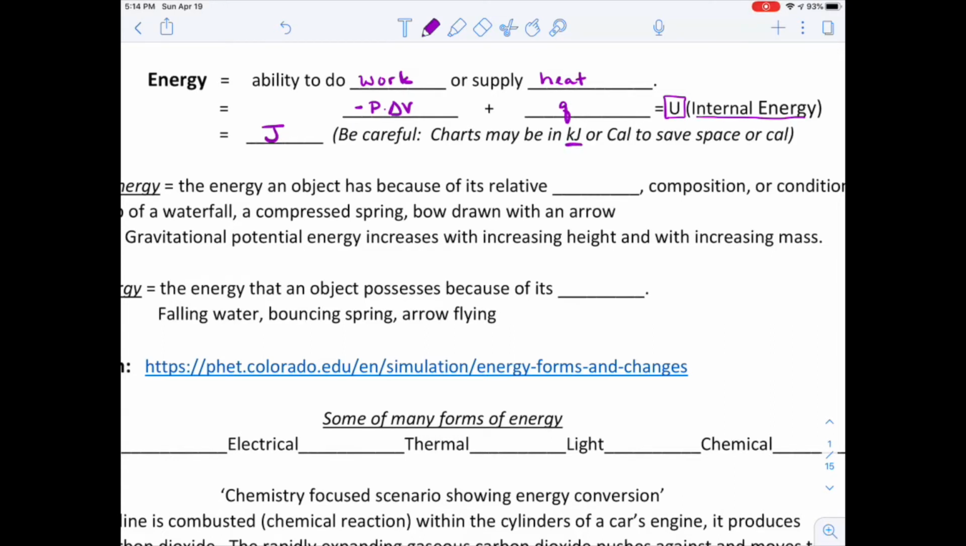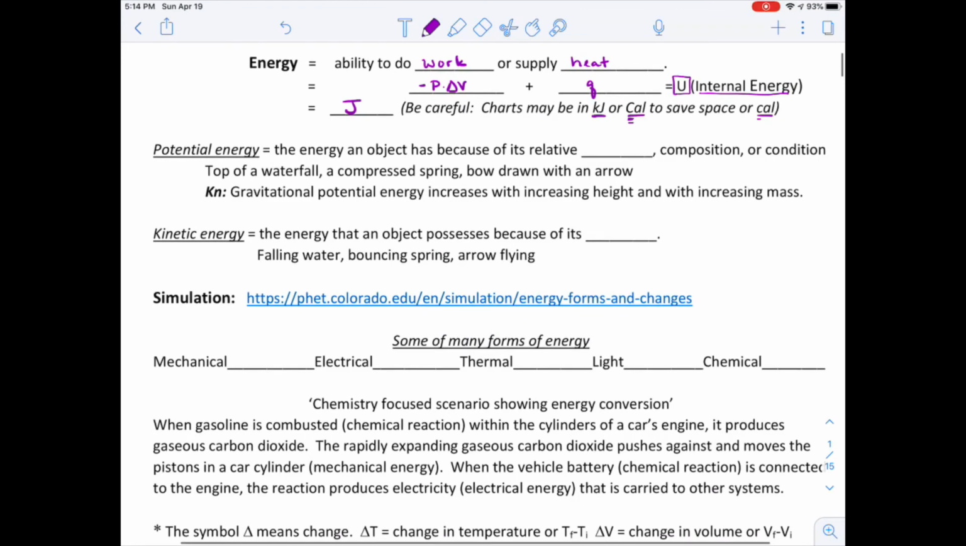Sometimes they'll be in calories with a big C. That's a food calorie. To save space, they'll use both of those units, or sometimes they'll use a little calorie, and they are not the same. Isn't that frustrating? So we use little c when we're doing chemistry most of the time, unless, again, we're talking about food chemistry.